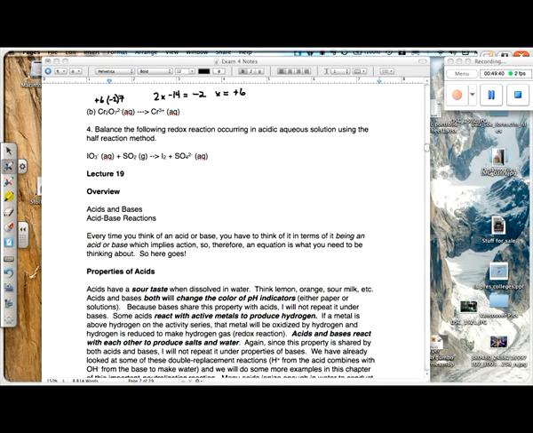And on the other side, I'm going from a plus 6 to a plus 3. This is also a reduction. Should have had an oxidation here, but it's okay. So the next step is to balance the thing being oxidized or reduced, and I need to do that here. I have two chromiums on this side, so I am going to add two in front of the chromium on the other side.